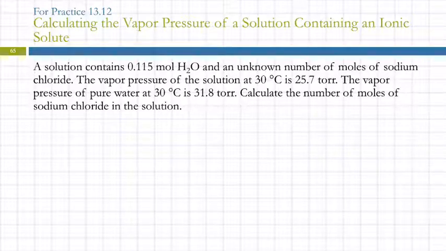Well, we need to remember the equation relating the vapor pressure. So the vapor pressure of the solution is going to equal the mole fraction of the solvent, so that's water here, times the vapor pressure of the pure solvent. Sodium chloride is not a volatile solute, and so we don't have to worry about it adding to the vapor pressure, because it won't do that.